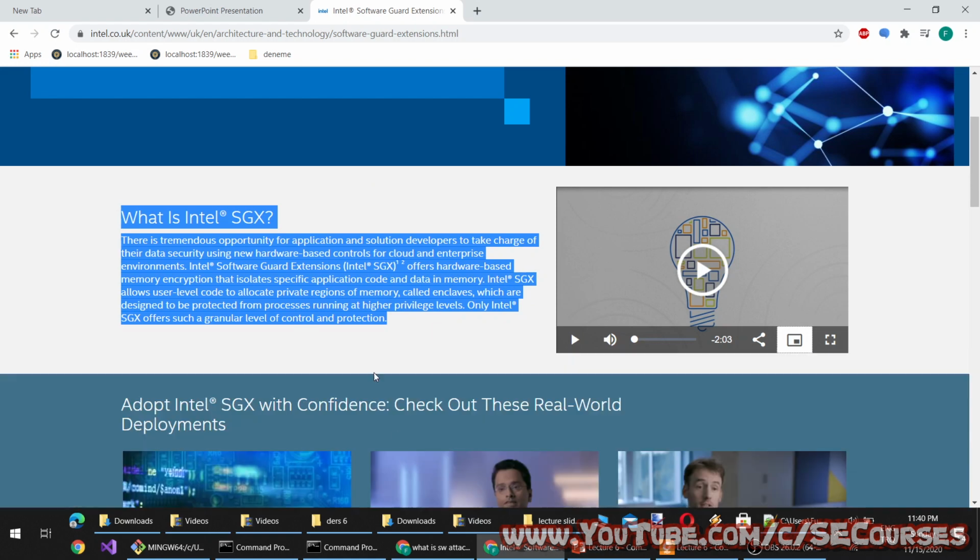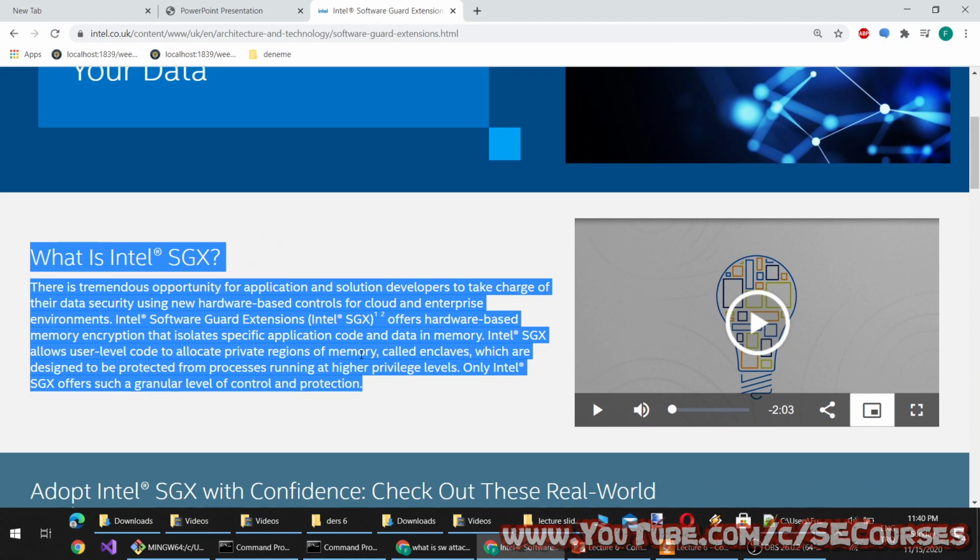What is Intel SGX? There is tremendous opportunity for application and solution developers to take charge of their data security using new hardware-based controls for cloud and enterprise environments. Intel Software Guard Extensions, Intel SGX 1.2, offers hardware-based memory encryption that isolates specific application code and data in memory. Intel SGX allows user-level code to allocate private regions of memory, called enclaves, which are designed to be protected from processes running at higher privilege levels. Only Intel SGX offers such a granular level of control and protection.